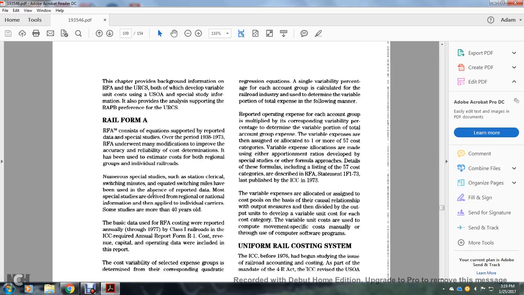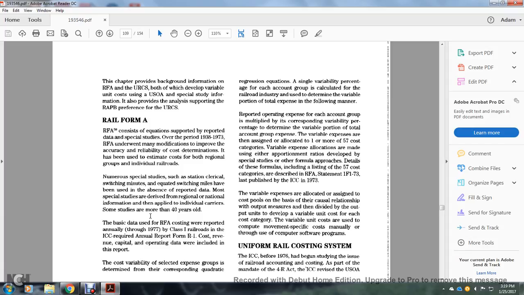Rail Form A consists of the equation supported by the report of data and special studies over the period of 1938 to 1973. Rail Form A underwent many modifications to improve the accuracy, reliability, and cost determination. It has been advised to be used to estimate cost for a regional group of the individual railroads. Numerous special studies, such as station clerical, switch minutes, and equated switching miles, have been used in the absence of reported data, but specialist data is derived with regional and national information to be applied to the individual carriers. Some studies are more than 40 years old.